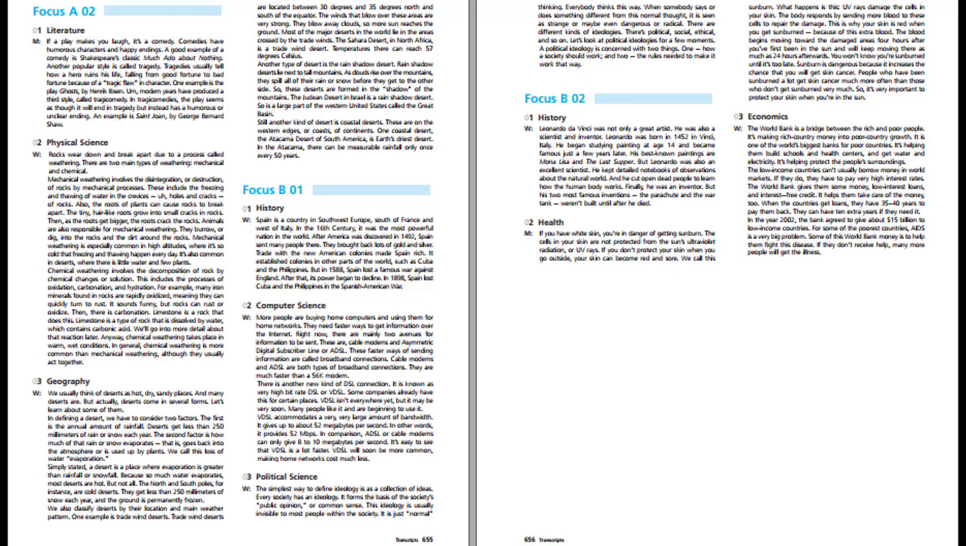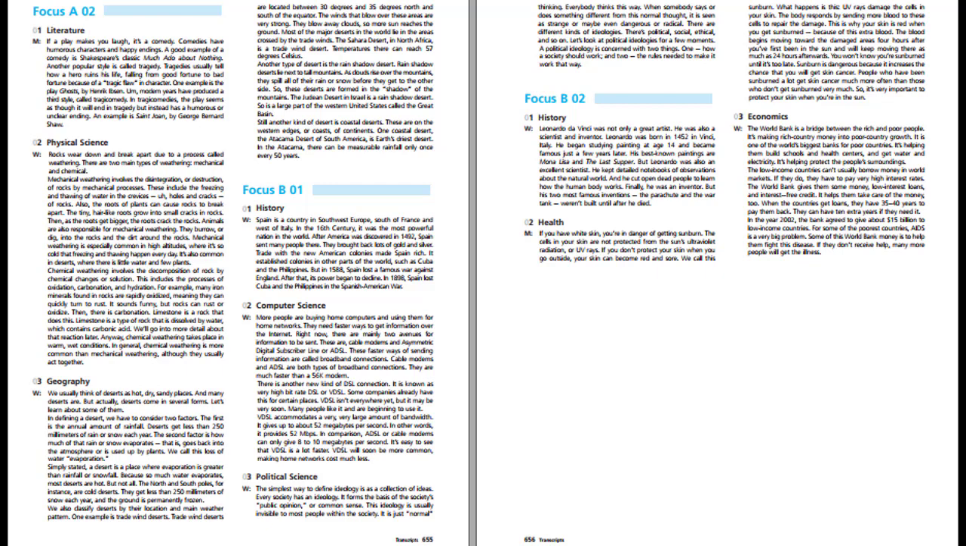Two, health. If you have white skin, you're in danger of getting sunburn. The cells in your skin are not protected from the sun's ultraviolet radiation or UV rays. If you don't protect your skin when you go outside, your skin can become red and sore. We call this sunburn. I bet we've all experienced this at some point in our lives.